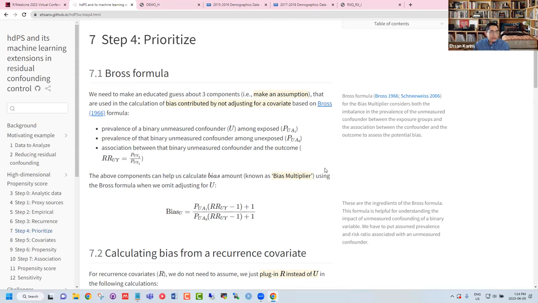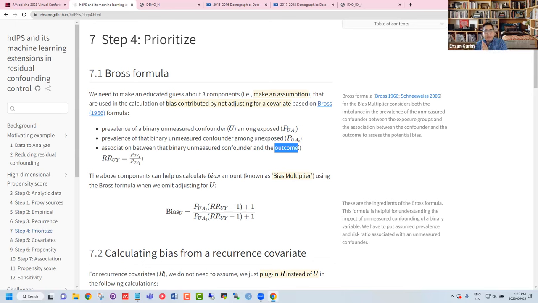So what are the three things? The first thing is the prevalence of the binary unmeasured confounder among the exposed, the prevalence of the binary unmeasured confounder among the unexposed, and the association between the binary unmeasured confounder and the outcome, right? So the first two were based on the exposed and unexposed, and the third one was about the outcome.